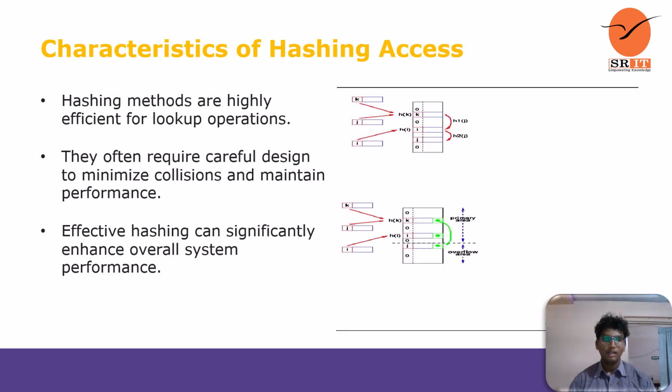Coming to the next slide, characteristics of hashing access. Hashing methods are highly efficient for lookup operations. They often require careful design to minimize collisions and maintain performance. Effective hashing can significantly enhance overall system performance. Here we can see in the image, it is h of k. It is a hash function. By passing an input to it, it gives an output.